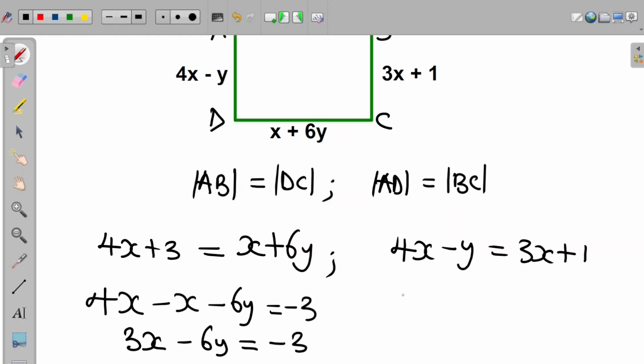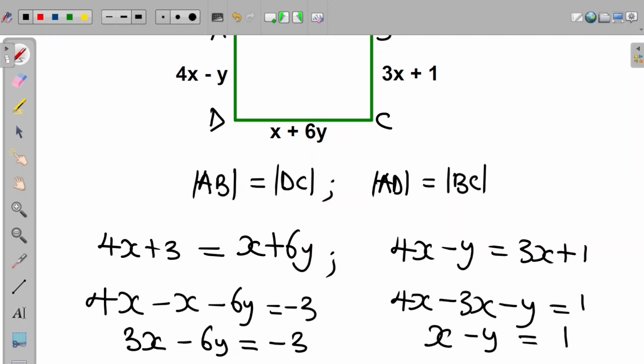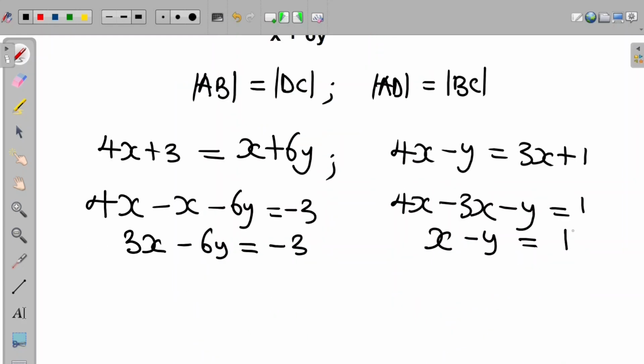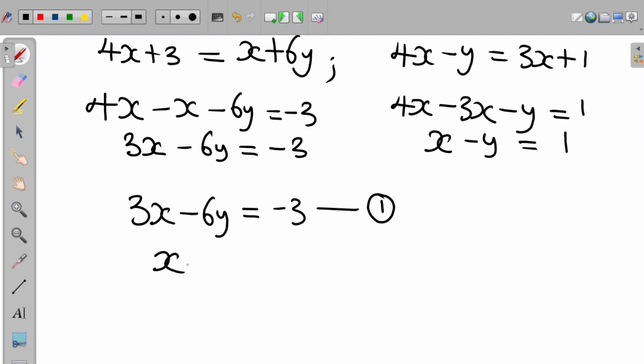Also, we collect like terms here. So we have 4x minus 3x minus y is equal to 1. 4x minus 3x is x, so x minus y is equal to 1. Now we have two equations that we can solve simultaneously. Thus, we can write that 3x minus 6y is equal to negative 3. Let's call this equation 1. And x minus y is equal to 1. Let's call this equation 2. So at this point, we can solve the two equations simultaneously.